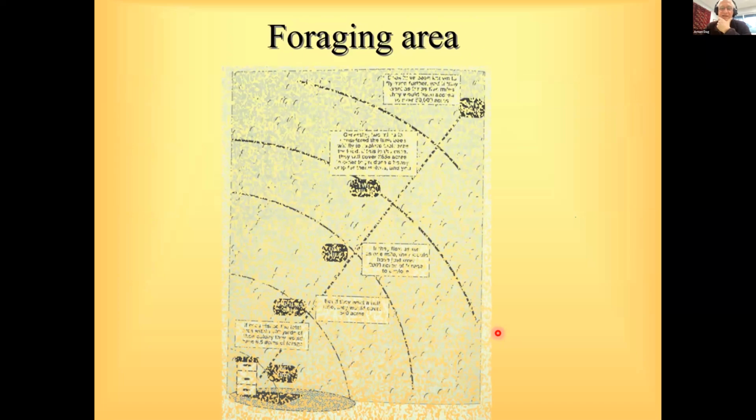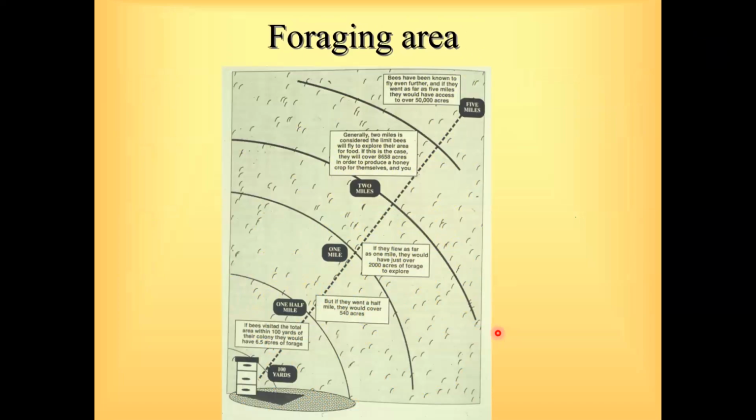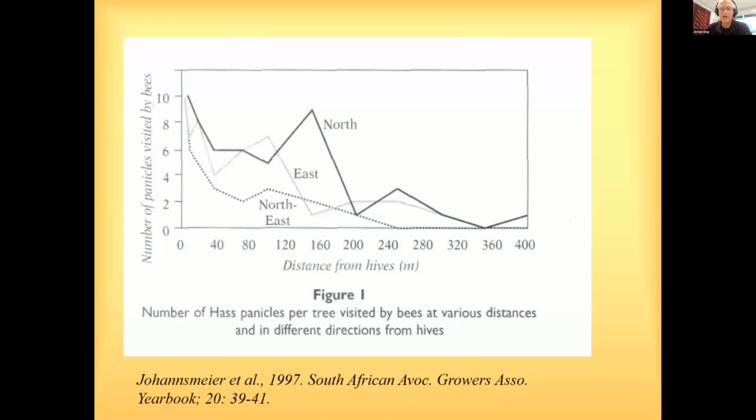The foraging distance of bees can be very long, but generally, because of a dilution effect, their density is reduced with distance. So generally, we say that 150 meters from the hive is an efficient distance for foraging.